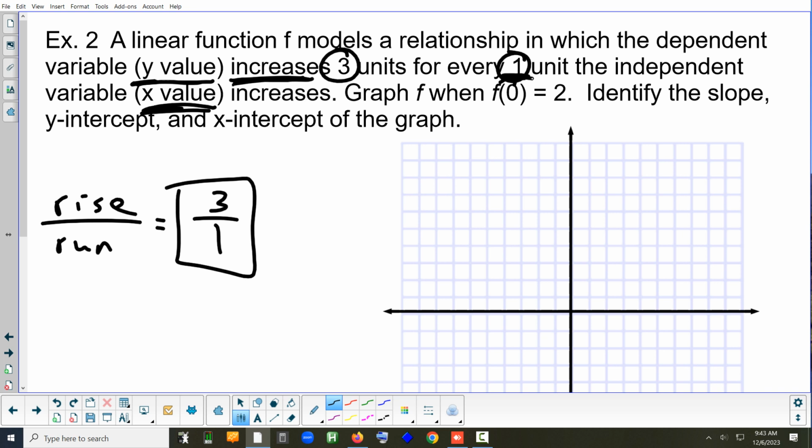Now, what's the other thing that we need when we graph a line besides the slope? We need the y-intercept. Well, look at that right there. This is what I was just reviewing with you guys. It says f of 0 equals 2. It's gotta be your y.